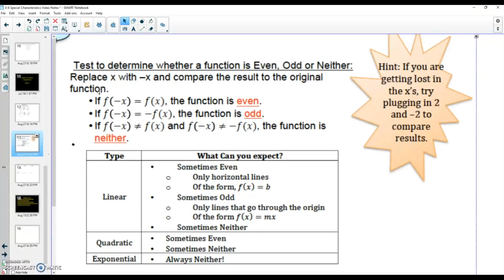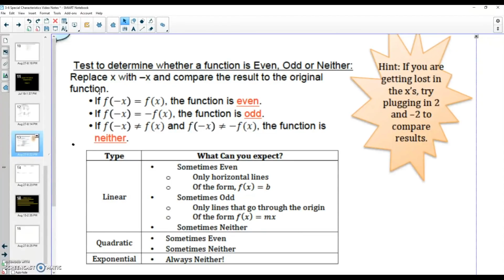Now, linear is the most varied. It may sometimes be even. The only time that it's going to be even is if you get a horizontal line of the form f of x is equal to b. So that is going to be a horizontal line that can be folded over the y-axis.